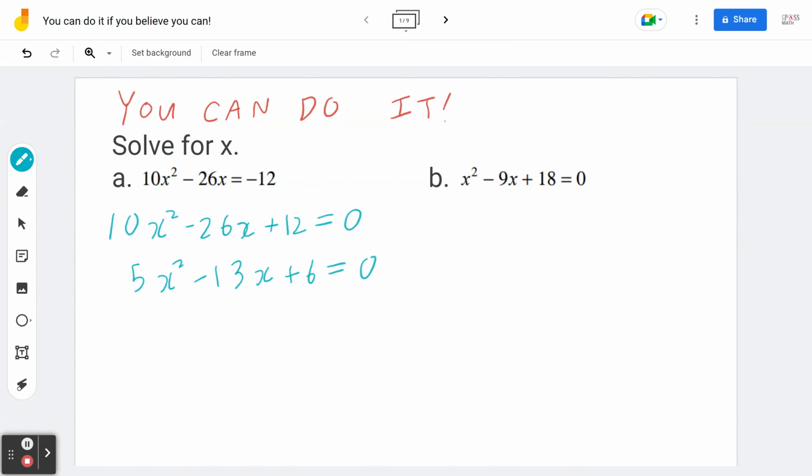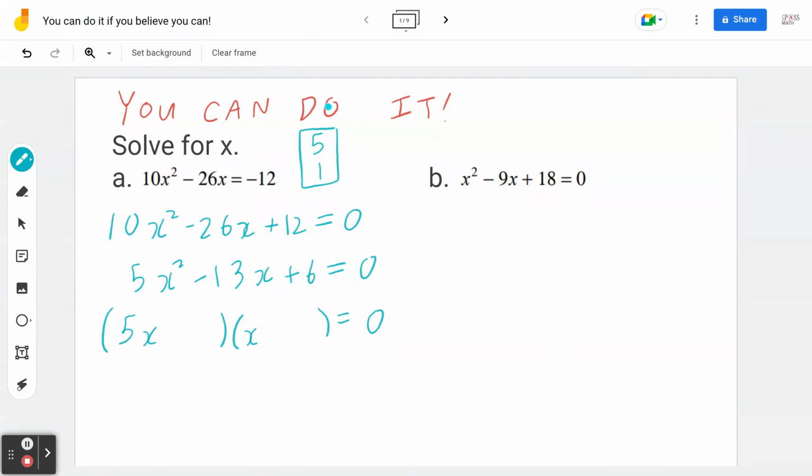Step number 3. In order to factor this, you write down 2 brackets. And if you think about the factors of 5, those are 5 and 1, which means 5x times x is going to be 5x squared. Now again, if you want to draw a box, you could.